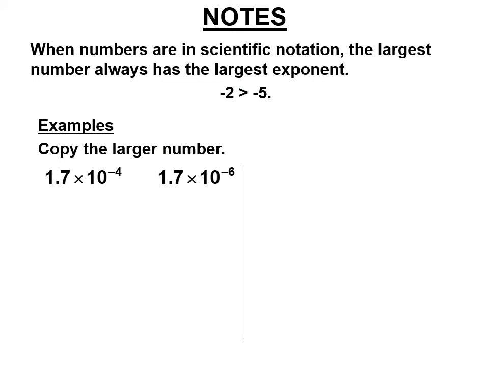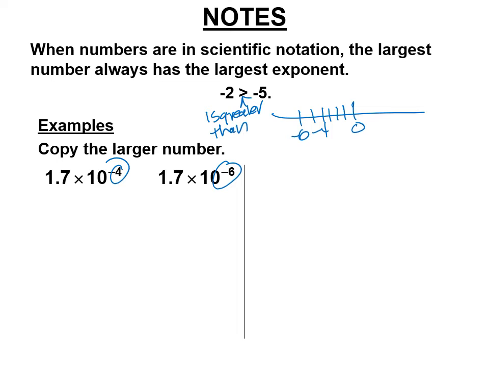Okay, so what was the rule about larger? The one with the bigger exponent is bigger. Still the rule. So what's bigger, negative 4 or negative 6? There's negative 4. There's negative 6. By the way, that's the symbol for greater than. So I can tell you that negative 2 is greater than negative 5 because bigger is always in that direction. So that means negative 4 is bigger than negative 6. So this is the bigger number.